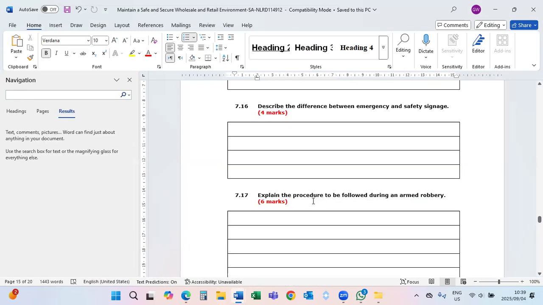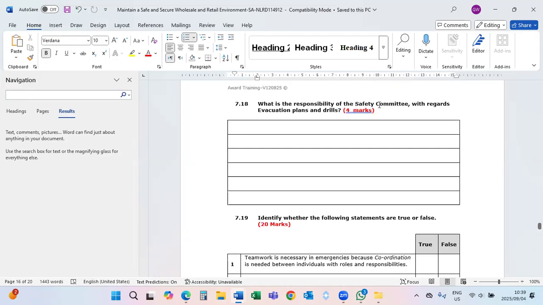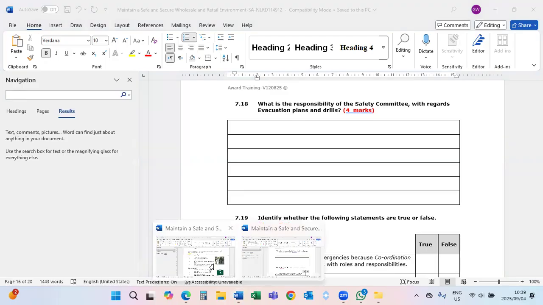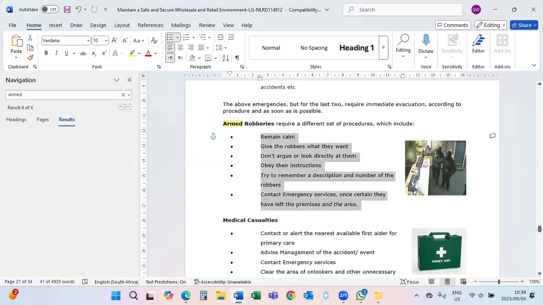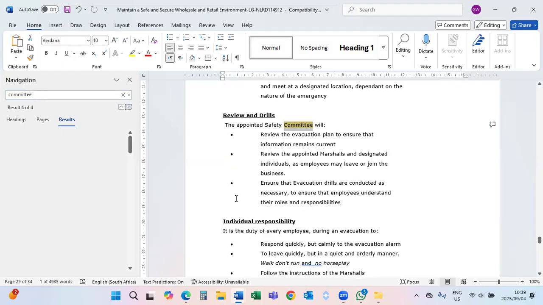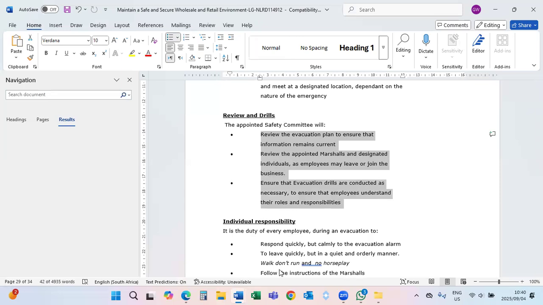What is the responsibility of the safety committee with regards to evacuation rules? So let's have a look at the safety committee. Control F, committee. Let's have a look here. They are required to review the evacuation plan so the information is current, review the appointed marshals, and ensure that the evacuation drills are conducted as necessary. So there we go. That's the answer to that question there.